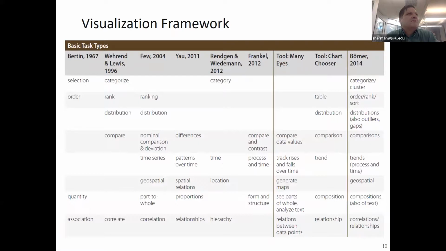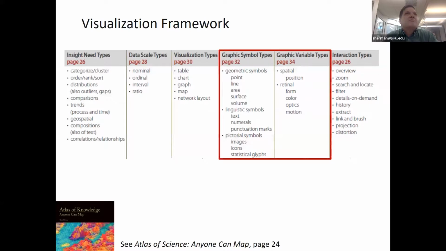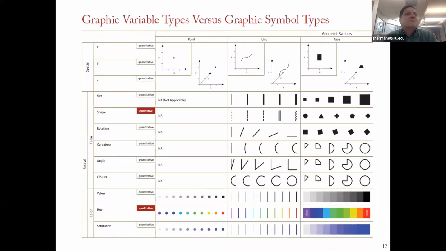There's a lot of prior work by pioneers in cartography and statistics and data visualization, which have tried to bring order to all these different types of insight needs and basic task types, as they were also called. And ultimately, the rightmost column in this table shows you what's used in the current visualization framework. You can also take two of these columns and you can cross-tabulate them. And this way you get a much larger table, which is actually even larger.